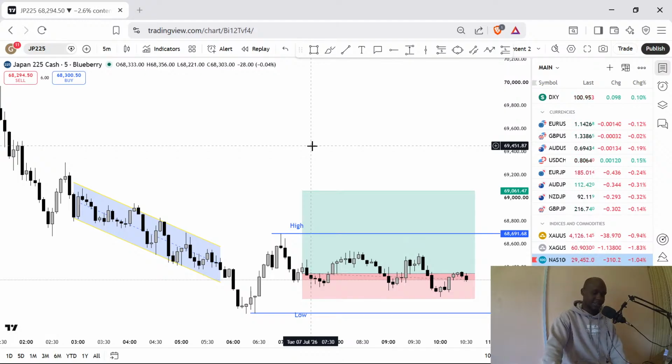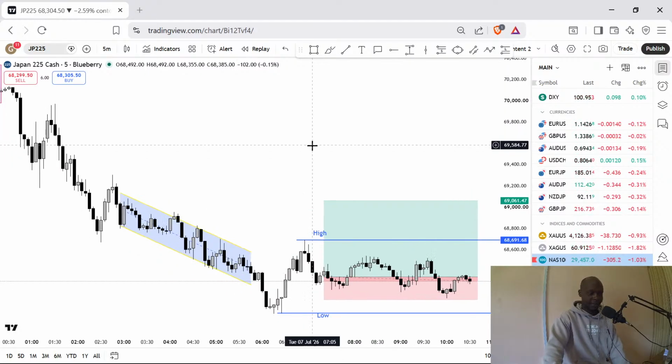How are the markets looking on your end based on how you trade? Have you taken any trades? Do you see yourself taking any trades today?